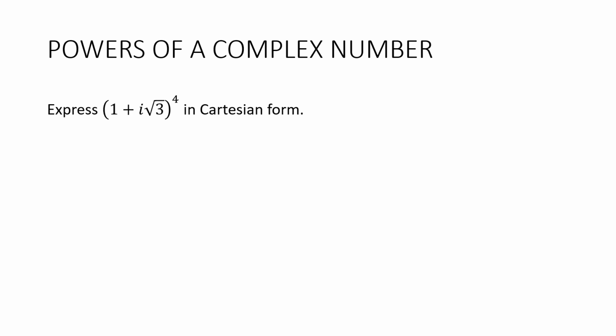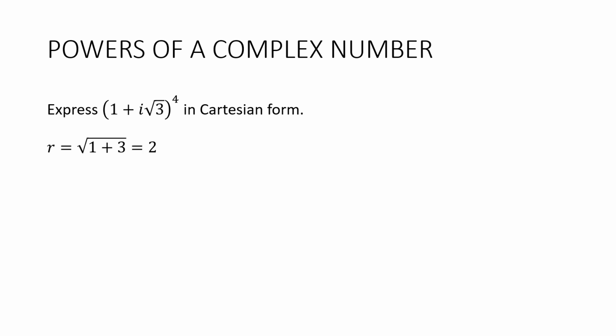So for example, we might want to express (1 + i√3)^4 in Cartesian form. Now, of course, one way you can do that is just to expand that out using the binomial theorem, but there is another way. Instead of expanding it, we could write it in mod-arg form.